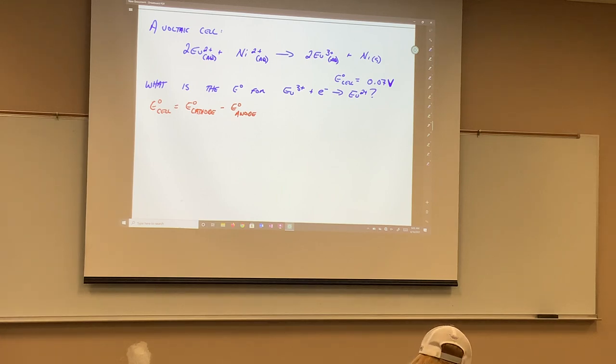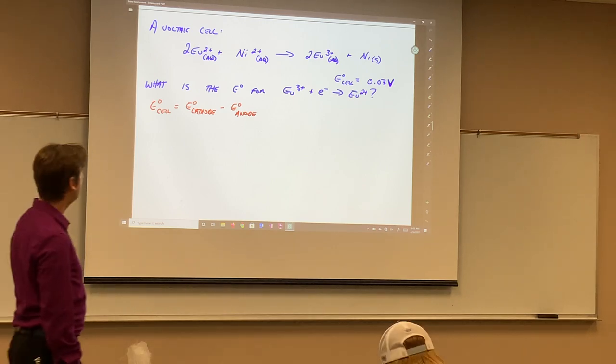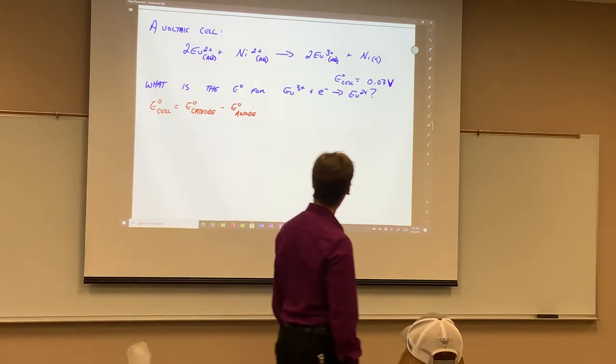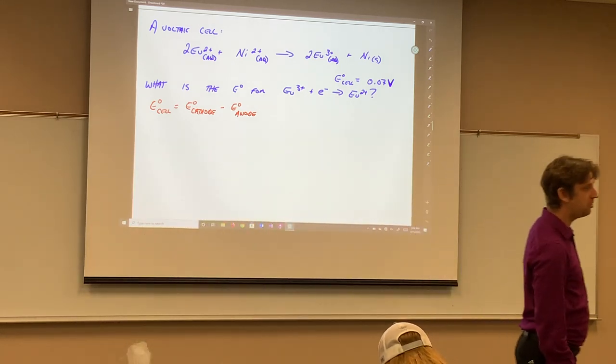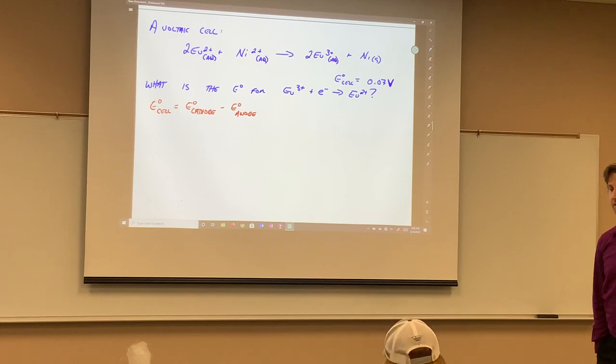So, question, what in the world is going on, right? What does our equation tell us? It tells us that we have some europium at 2+, and it's reacting with nickel at 2+, okay? And it goes to make europium 3+ and nickel solid.